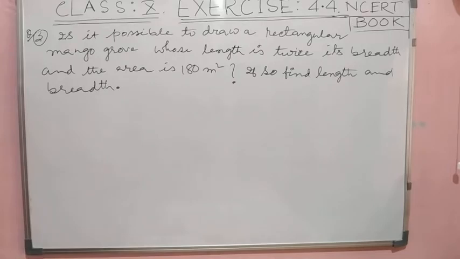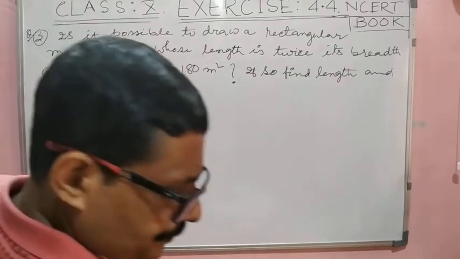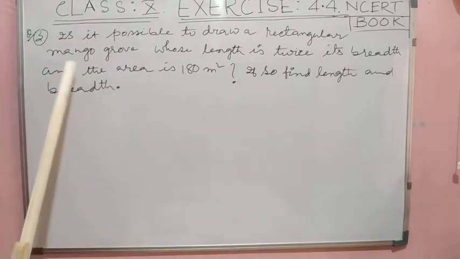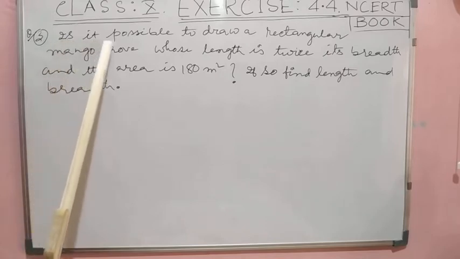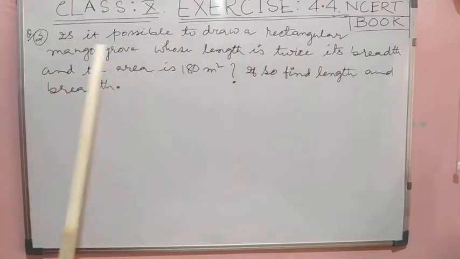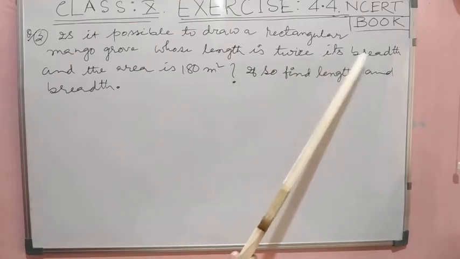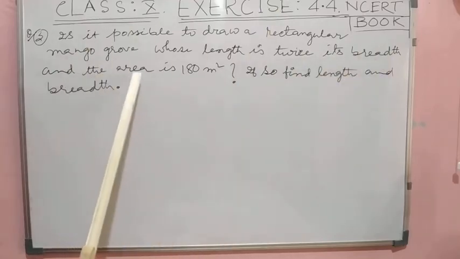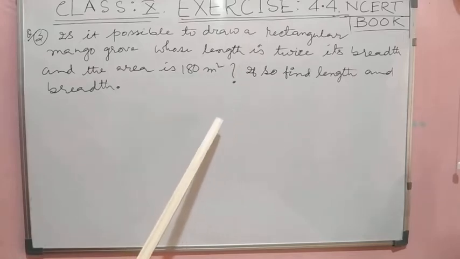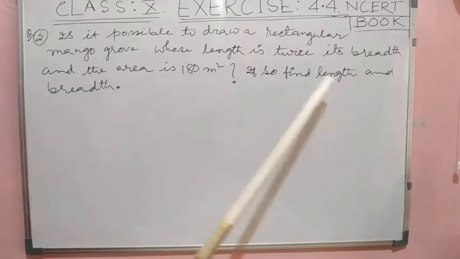Okay, next, question number 3. Question number 3 says: is it possible to draw a rectangular mango grove whose length is twice its breadth and area is 180 meters square? If so, find length and breadth.